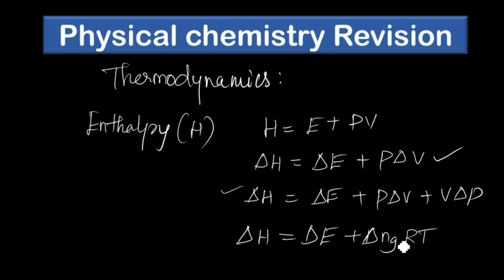So what is delta Ng? Which is the number of moles of products minus the number of moles of reactants in gaseous state.